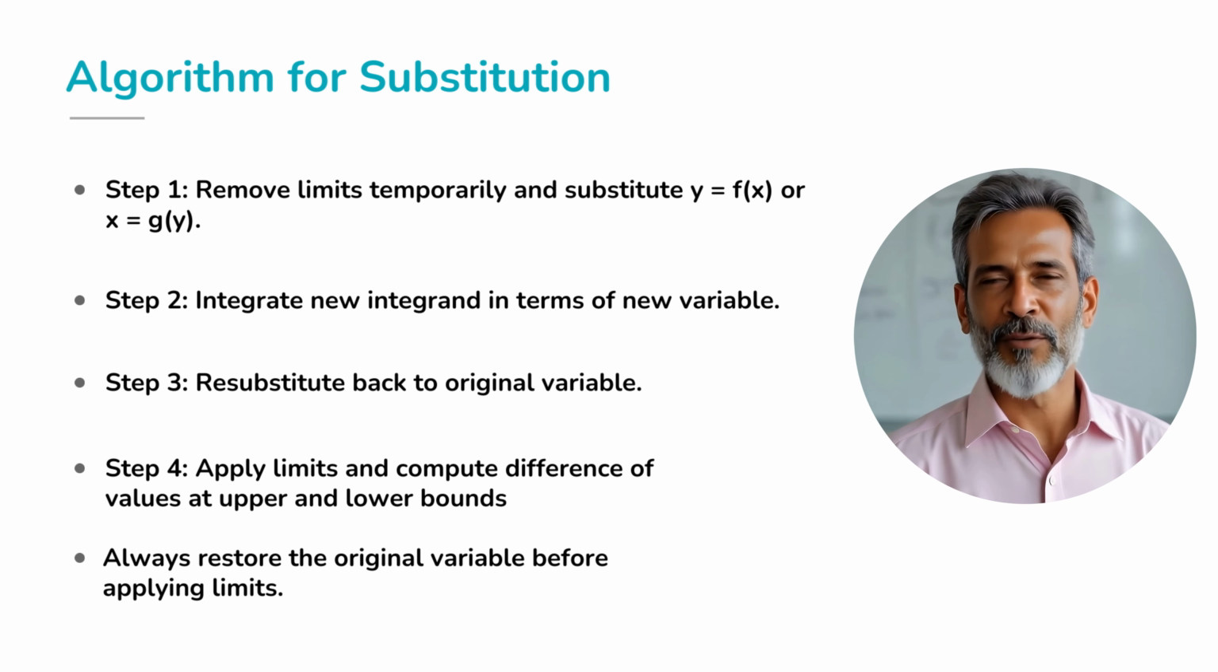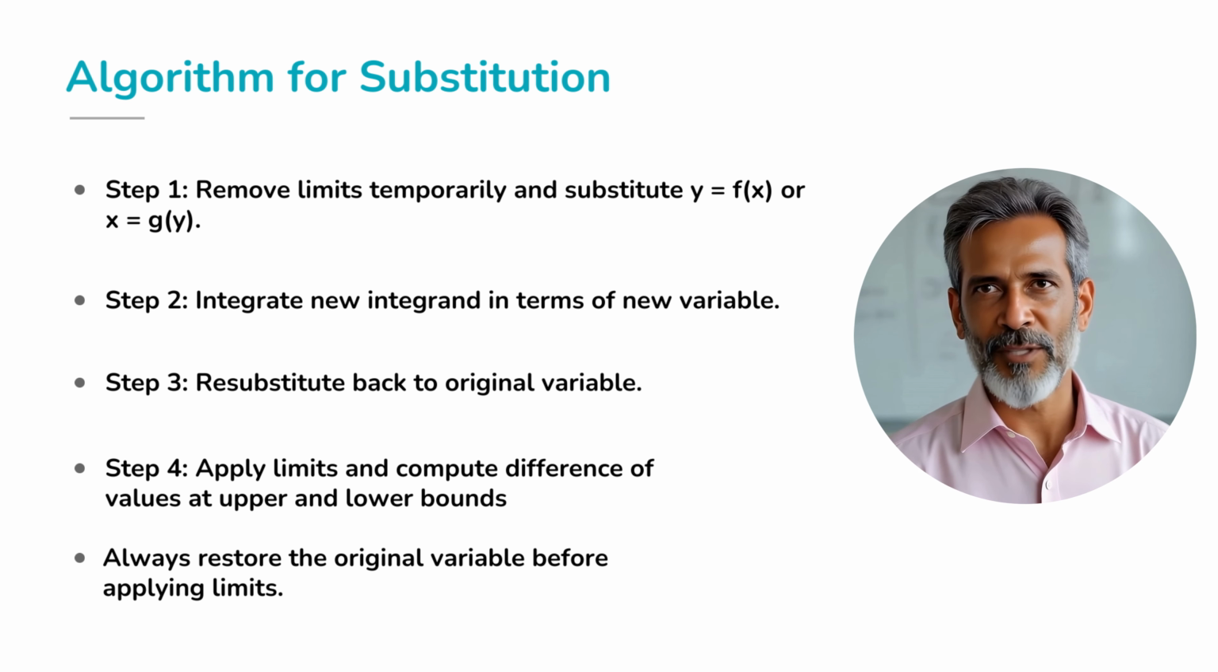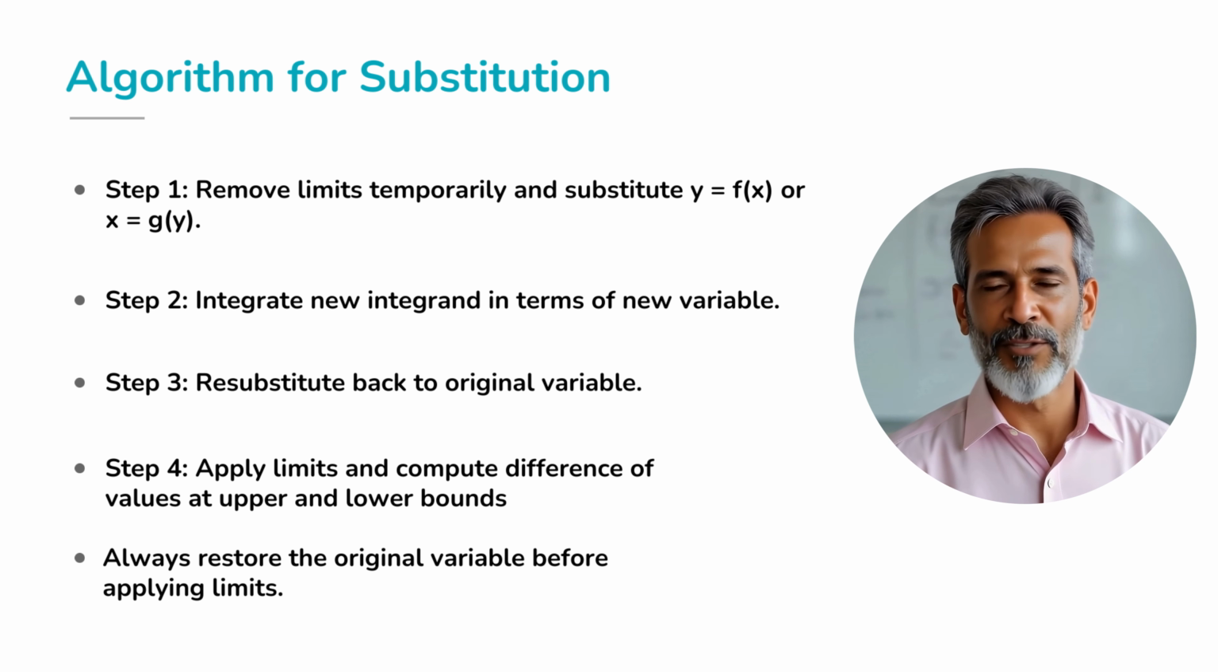To evaluate the integral from a to b of f of x dx by substitution, we follow 4 steps. Step 1. Consider the integral without limits and substitute y equals f of x or x equals g of y to reduce the form. Step 2. Integrate the new integrand with respect to the new variable without writing any constant of integration. Step 3. Resubstitute back into the original variable. Step 4. Apply the given limits and find the difference of values at the upper and lower limits. This sequence ensures that substitution transforms a difficult problem into a standard one.